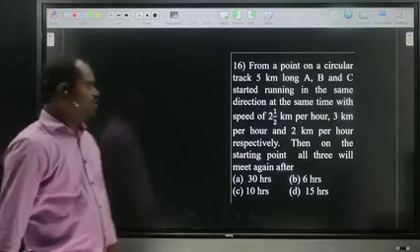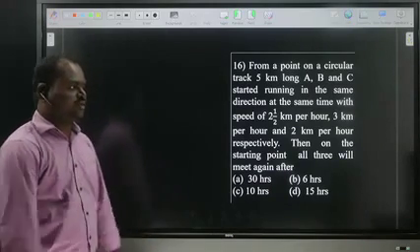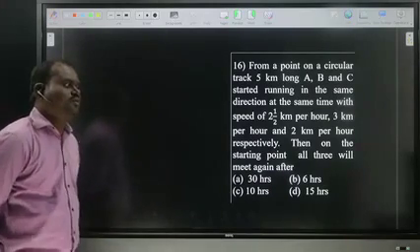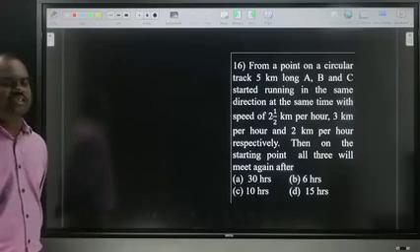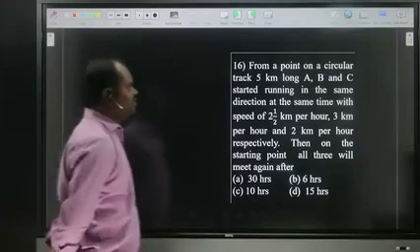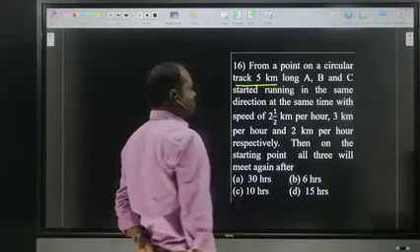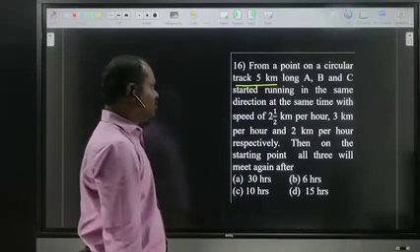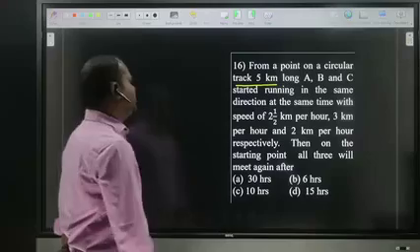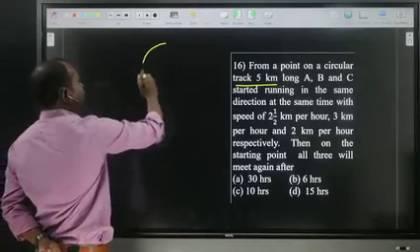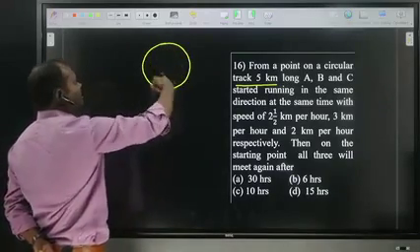Option B, 6 hours. What is the question? From a point on a circular track of 5 kilometers long, A, B, and C started running in the same direction. One circular track is there. This track length is how many kilometers?